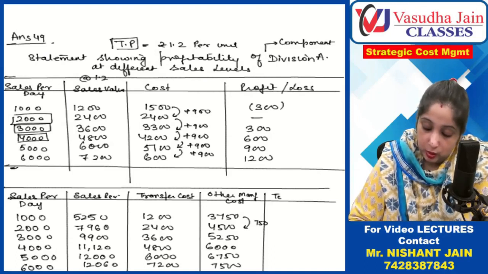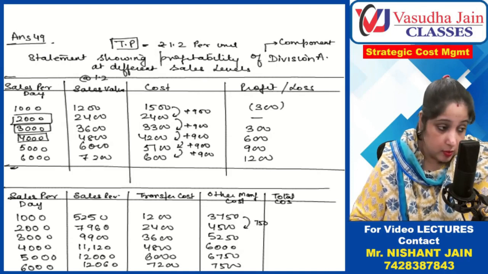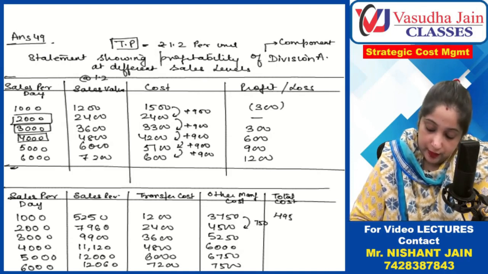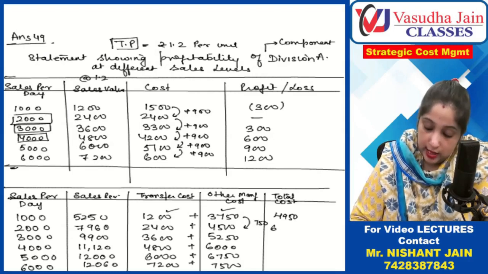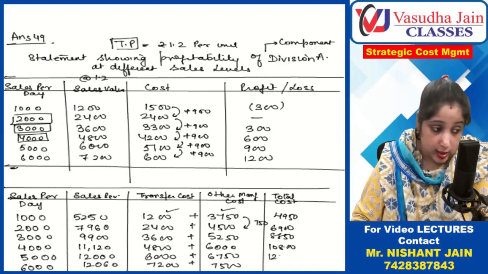Now you can write the total cost here, which is 4950. I'm adding up these two figures. Total cost. So 6900, 8850, 10,800, 12,750 and 14,700.